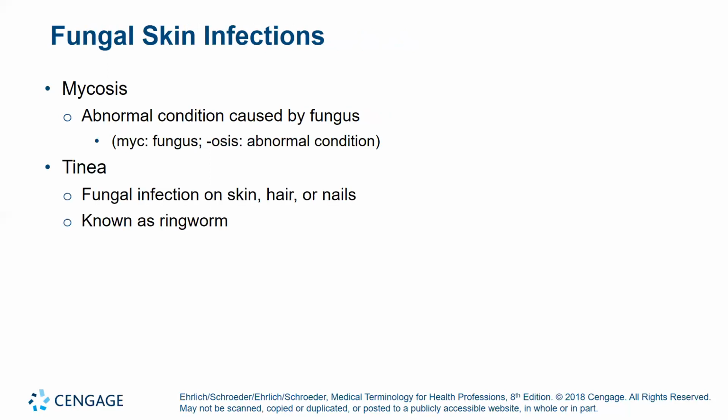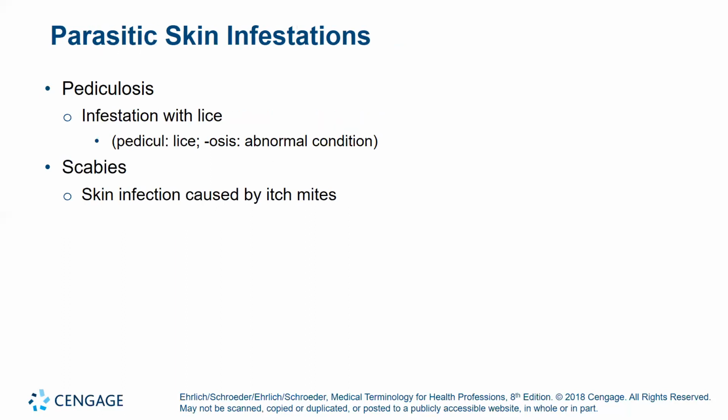Let's take a look at some fungal skin infections in the chapter. Mycosis. Osis is abnormal condition. Myco is fungus, so it's an abnormal condition of fungus. Tinea, also known as ringworm. So it's a fungal infection you can get on the skin, hair, or nails. Pediculosis. This is an infestation with lice. Osis is abnormal condition. Scabies is a skin infection caused by itch mites.